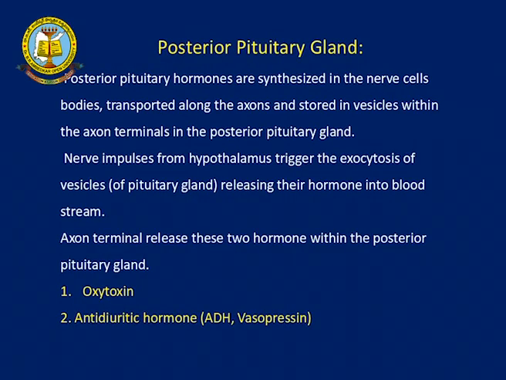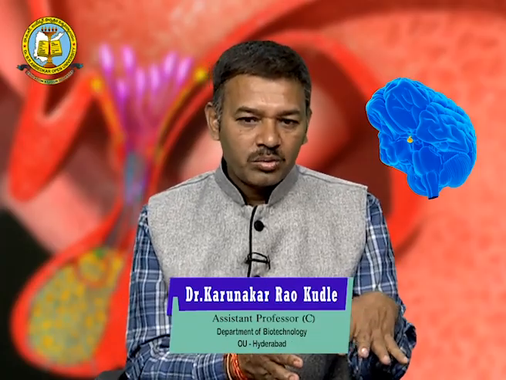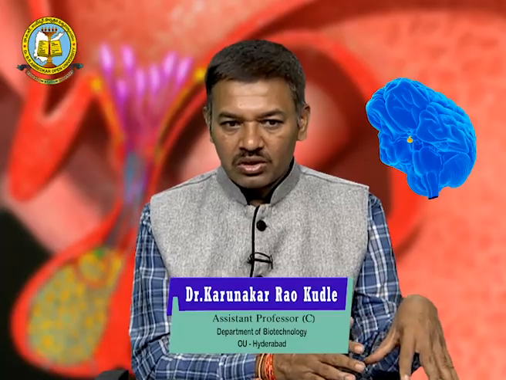The posterior pituitary gland region. The posterior pituitary gland hormones are synthesized in the nerve cell bodies, especially for the anterior pituitary gland and posterior gland. The anterior has so many hormones that it is going to release. The posterior region of the pituitary gland releases only a few molecules, and the hypothalamus controls and releases our LH.